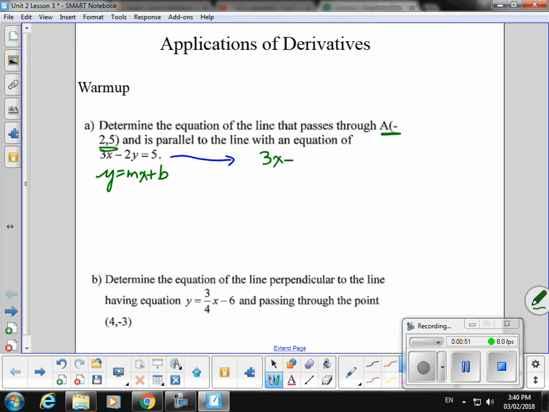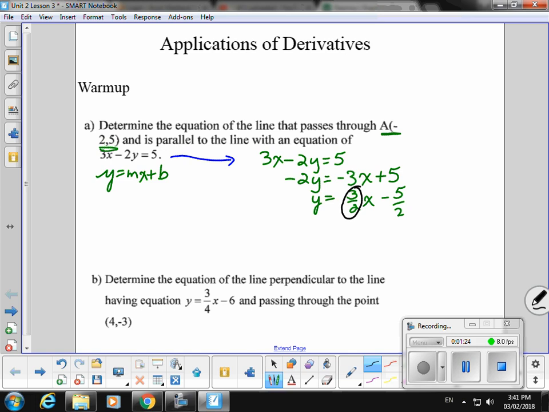We have 3x subtract 2y equals 5, and our line is parallel to this line, so our slope will be the same. So in order to determine our slope, I am going to rewrite this in y equals mx plus b form by subtracting 3x from both sides and dividing both sides by -2. So I will end up with y equals 3 halves x minus 5 halves. Who cares? I just wanted the slope. I have found a slope of 3 halves.